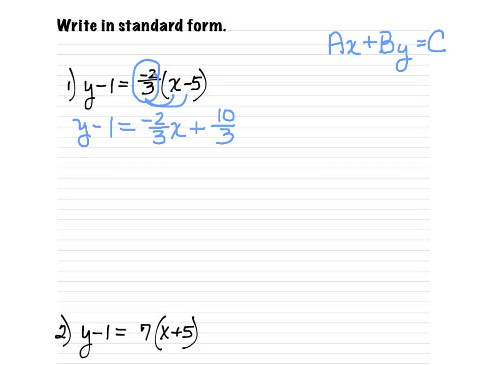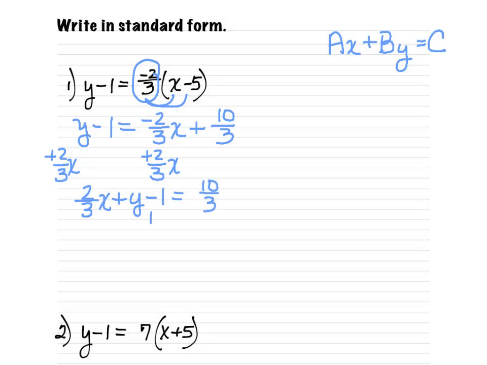Okay, all right, let's continue. Let's add 2/3 to both sides so I can start arranging my terms so that it looks like standard form. I need the x term to be on the left side. So let's bring that down. 2/3 x plus y minus 1 equals 10/3.